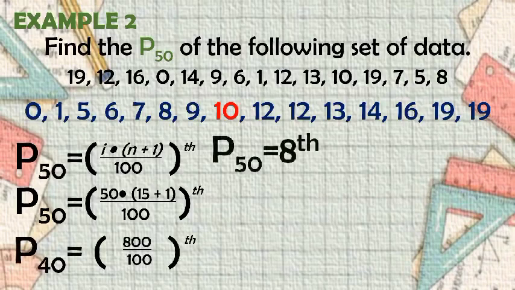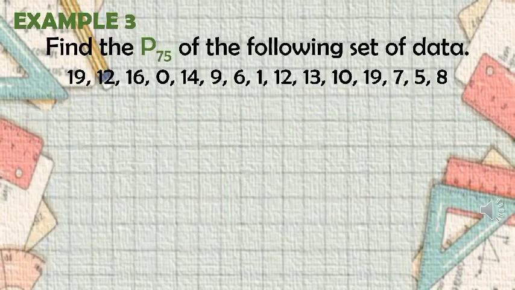So, percentile 50 is the 8th data. So, let us count: 1, 2, 3, 4, 5, 6, 7, 8. So the 8th data is 10. Therefore, the percentile 50 is 10.